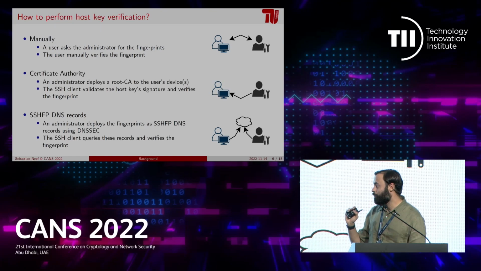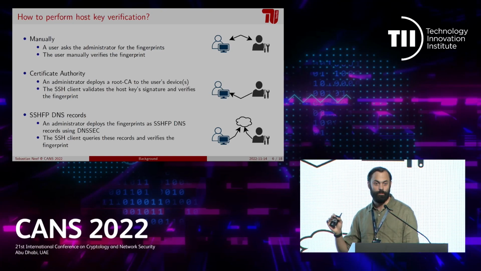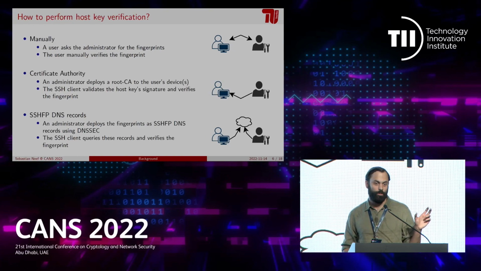And there's an RFC that specifies SSHFP records as a solution for that. So the administrator can publish those SSH fingerprints into the DNS, secure those records using DNSSEC, and then the user in its SSH client can fetch those records and use that for comparison, which is a pretty neat solution, in my opinion.